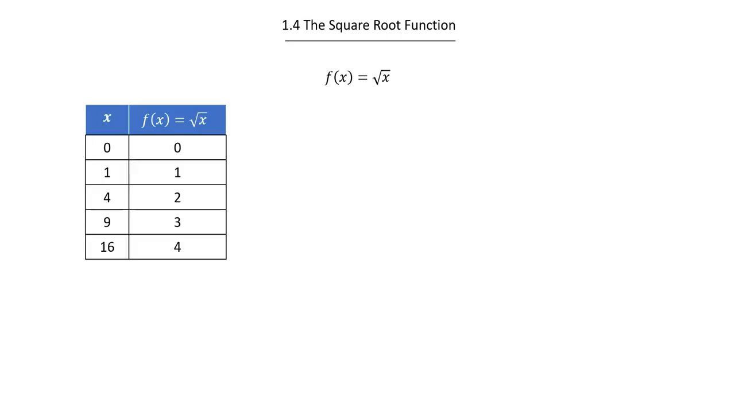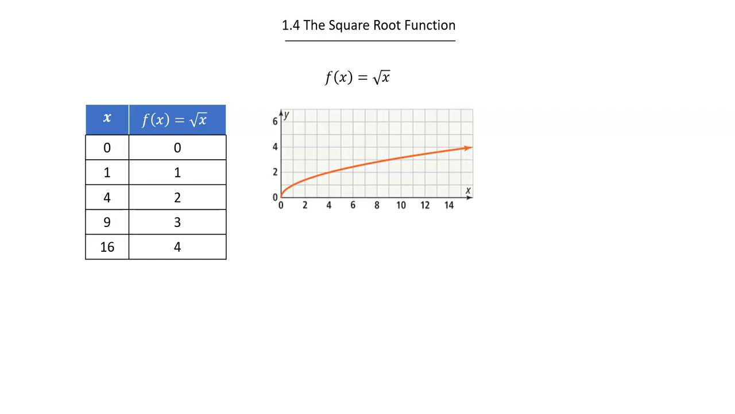So if we were to make a table of values and put in some values for x, obviously the square root of 0 is 0. The square root of 4 is 2. The square root of 16 is 4. So we can plot those values on a graph.